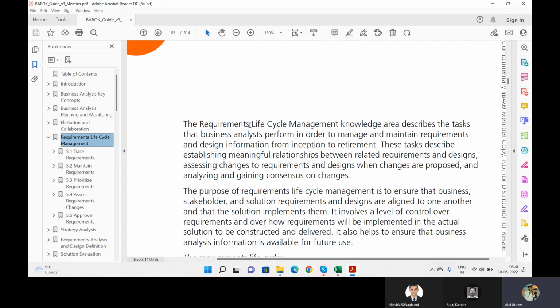The requirement lifecycle management knowledge area describes the tasks that business analysts perform to manage and maintain the requirements and design information from inception to retirement. मतलब हमने सबसे पहले in chapter 4 said what to gather. In chapter number 4, how to gather. In chapter number 5, for the information which I gather, how I'll make sure that I gather, design, develop and retire. एक लाइफ साइकिल है भाई.